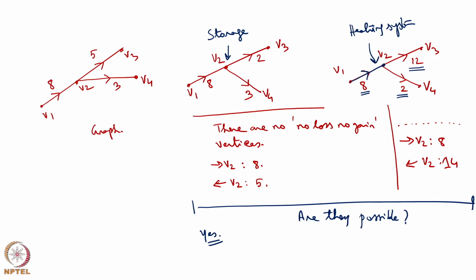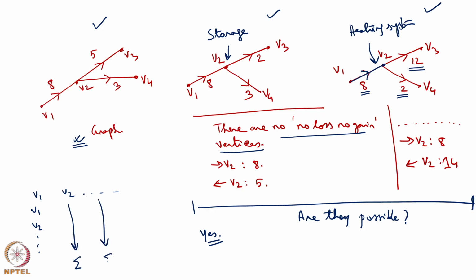So, graph theory deals with all these three kinds of graphs. So, we can have this case, but these two are also possible. In these two graphs, there will be no loss, no gain vertices. So, if you write them down in the matrix format, V1, V2, etc., by summing up, nowhere you will get 0, and here also by summing up, nowhere you will get 0.